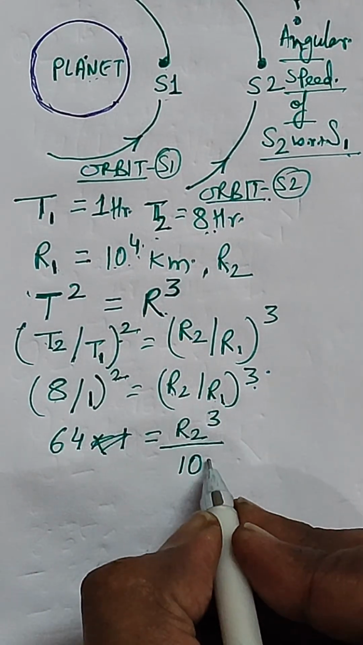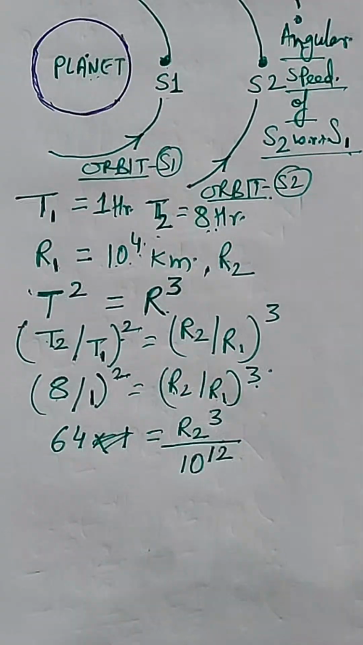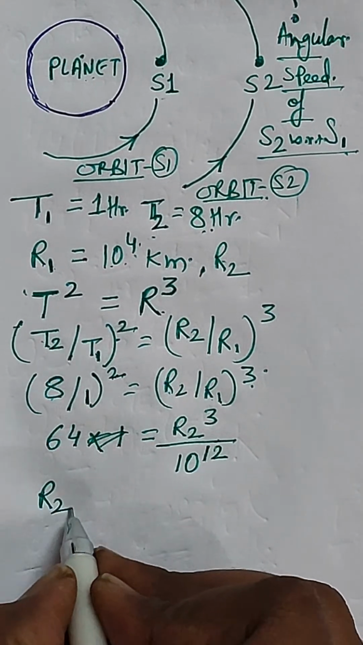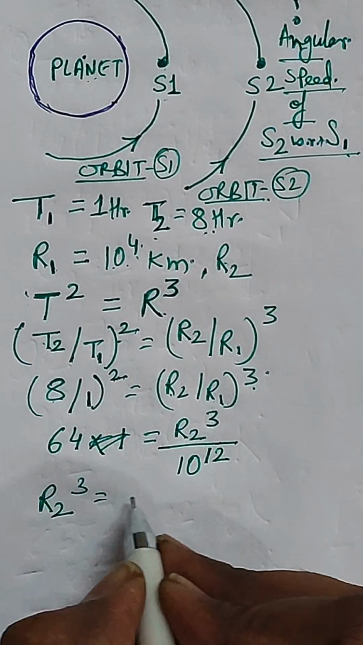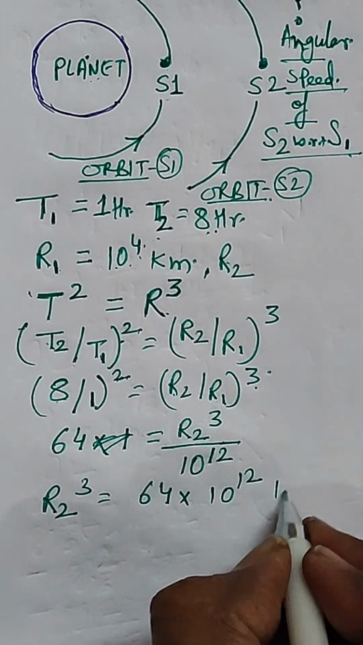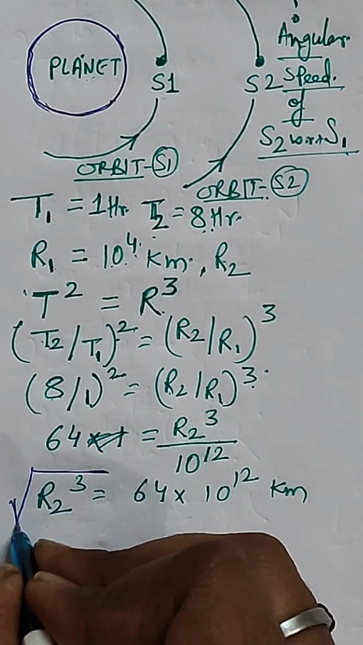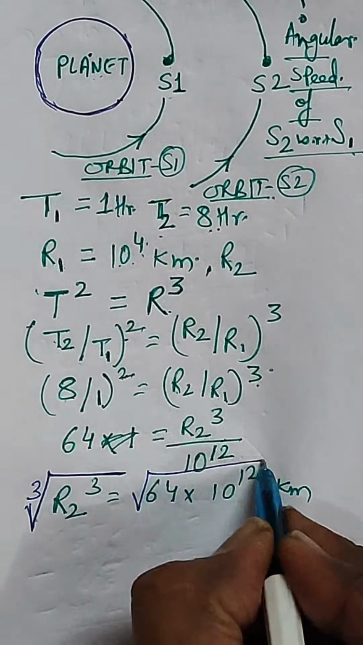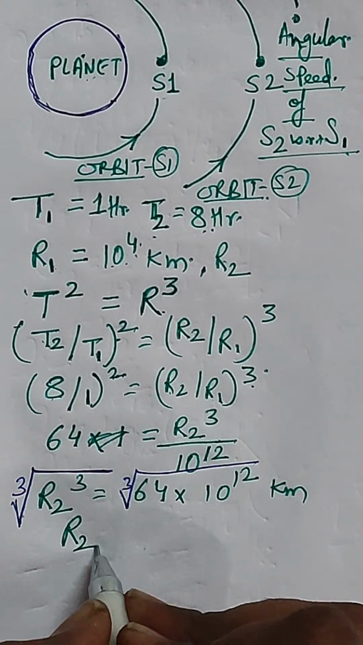10 to the power 4 will be multiplied 3 times, so it will be 10 to the power 12. R2 cubed is nothing but 64 into 10 power 12, and this will be in kilometers. Take the cubic root on both sides of the equation, then you will get the value of R2.